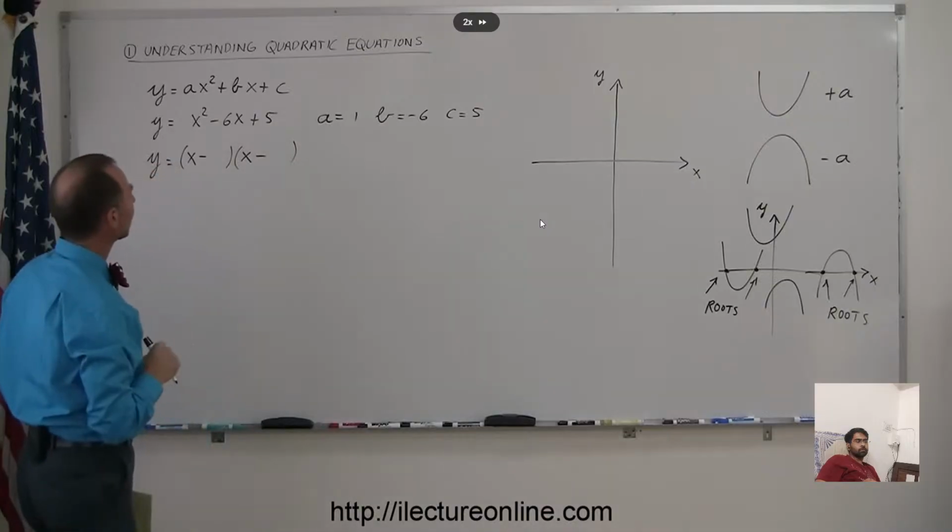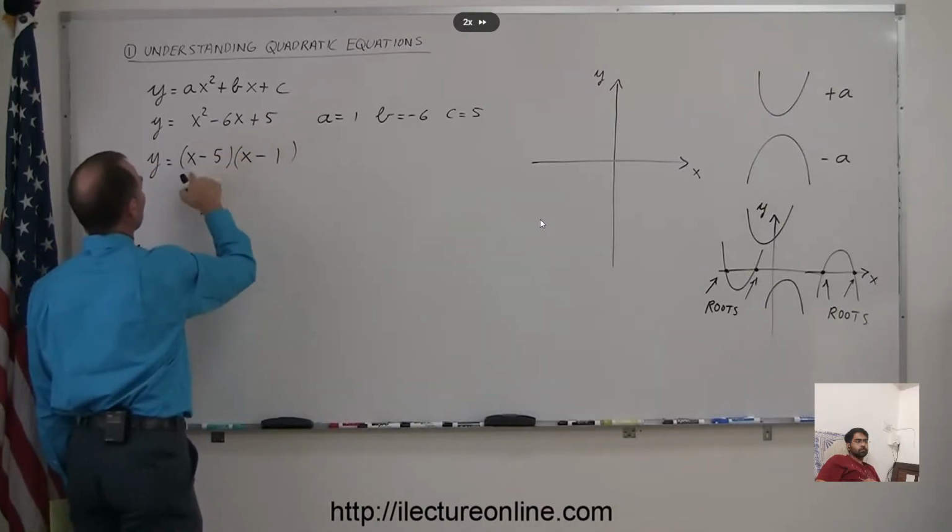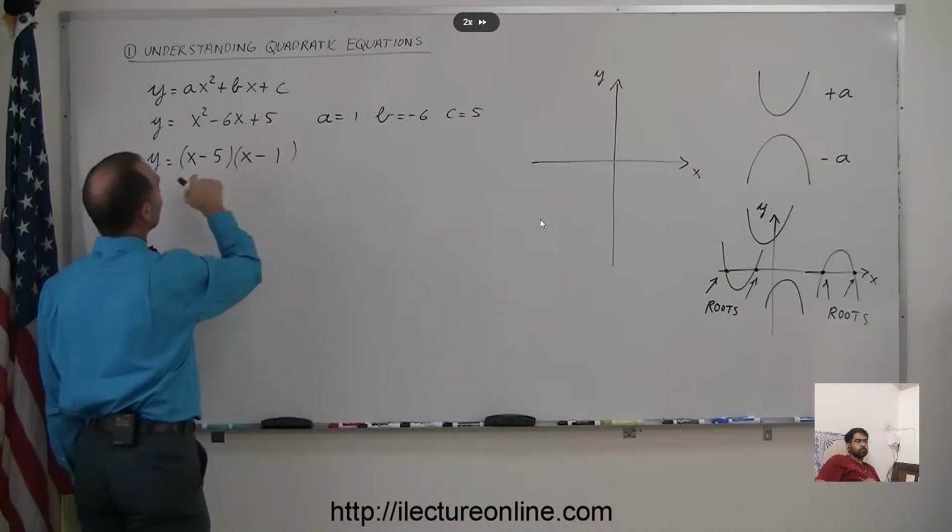So now we're looking for two numbers. When you multiply them, you get a 5. When you add them, you get a 6. So it looks like a 5 and a 1, because if I multiply x times a negative 1 and multiply negative 5 times an x and add them together, I get a negative 6x, my middle term.